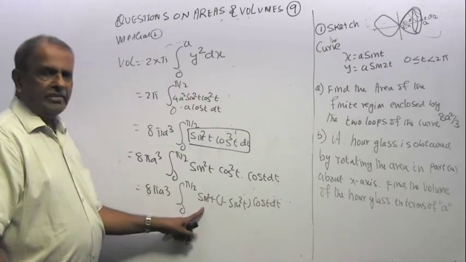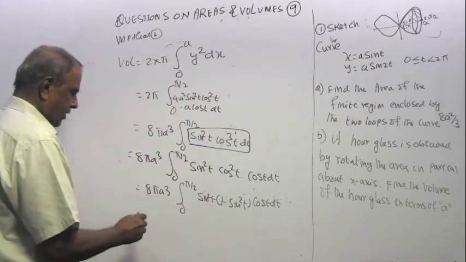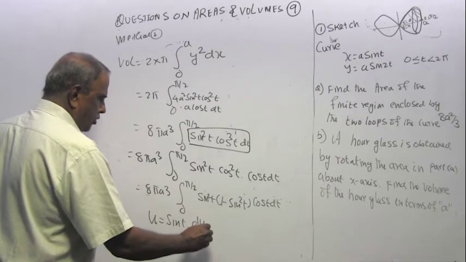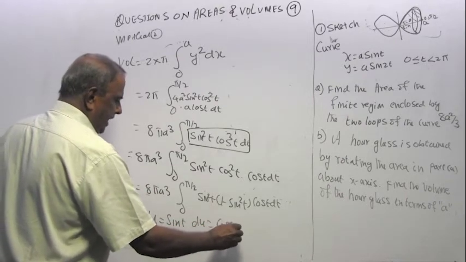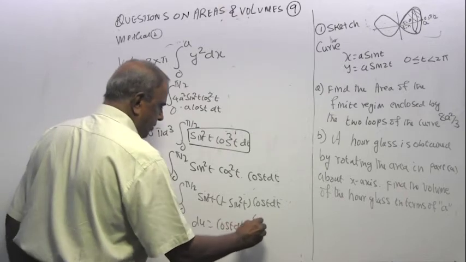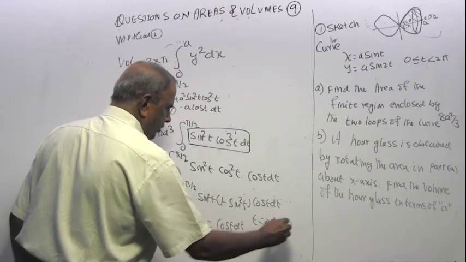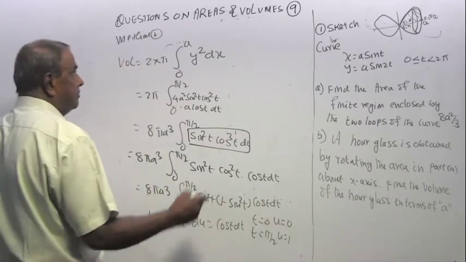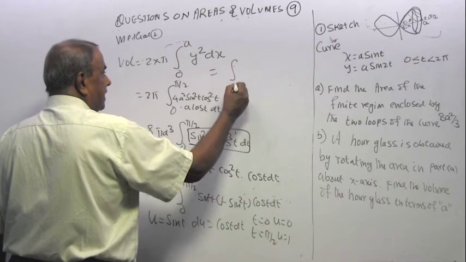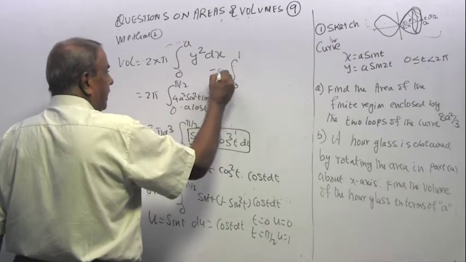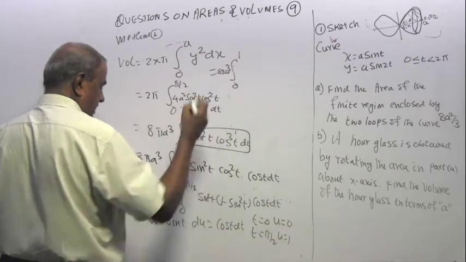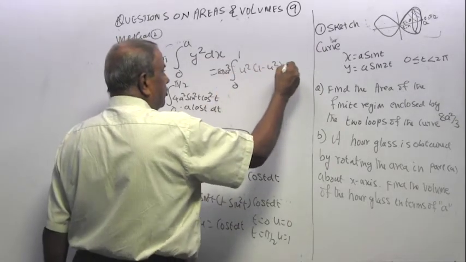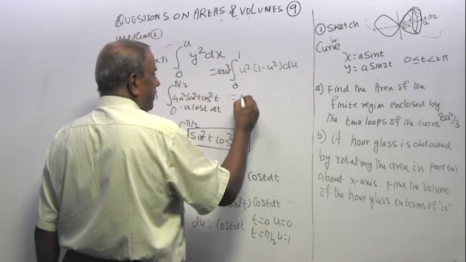When I differentiate a sine, I get a cos. So u equal to sin t, du equal to cos t dt, then t equal to 0, u equal to 0, t equal to pi over 2, u equal to 1. So that becomes integral 0 to 1, 8 pi a cube is outside. It becomes u squared times 1 minus u squared du. That is 8 pi a cube.